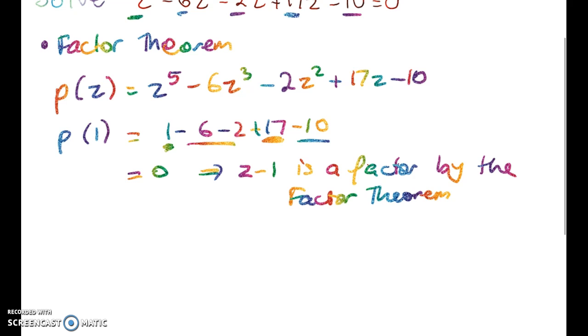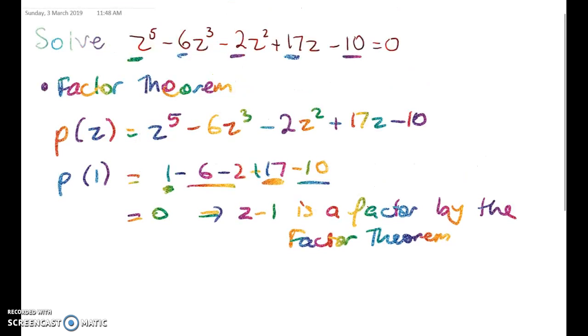Now, that's still going to leave me with a quartic. And I'm not seeing any nice pattern. So I might go on and go, okay, I've got one factor. Let's keep going and see if we can get a few more out. So the next number that I'm going to try is p of negative 1. We'll see if z plus 1 is a factor.